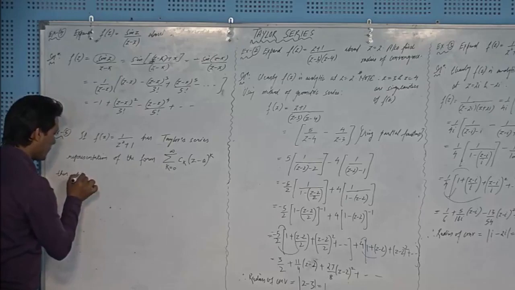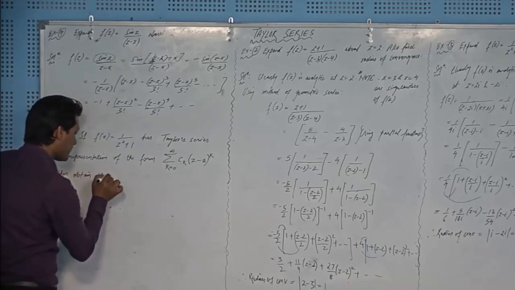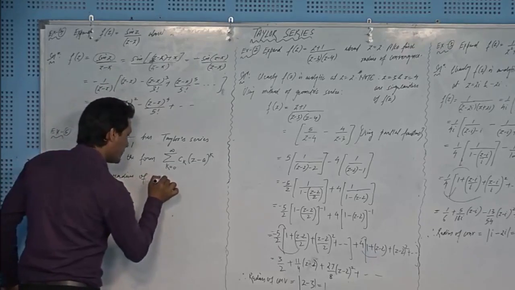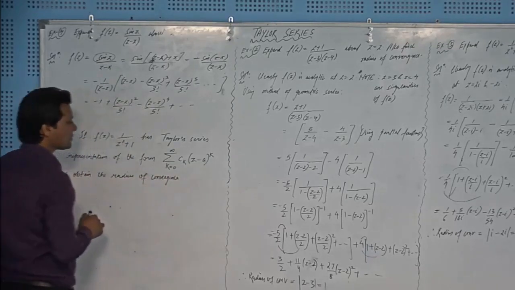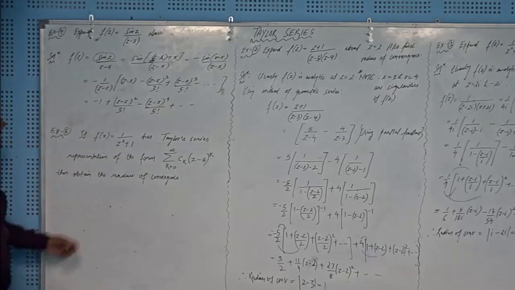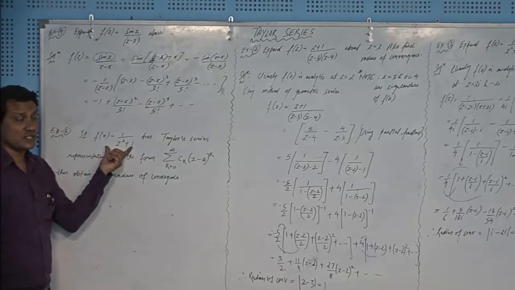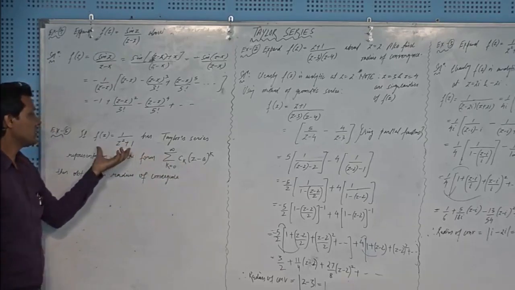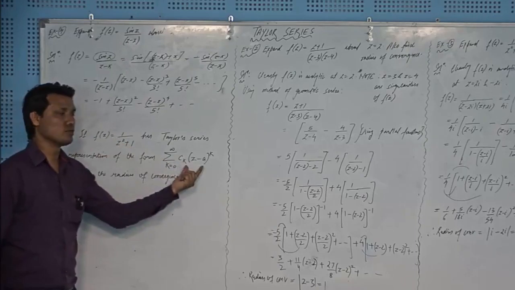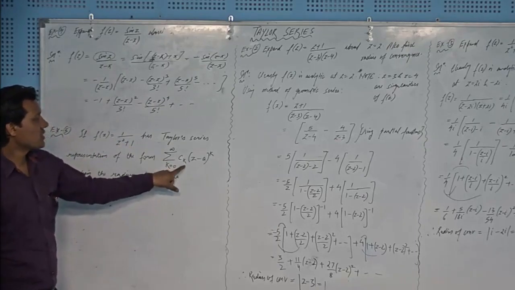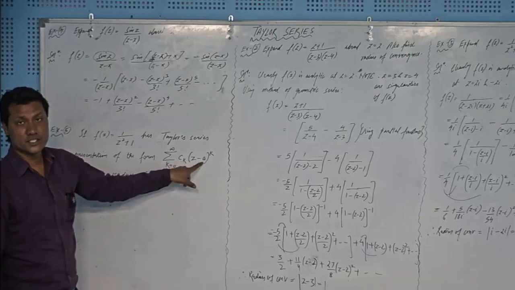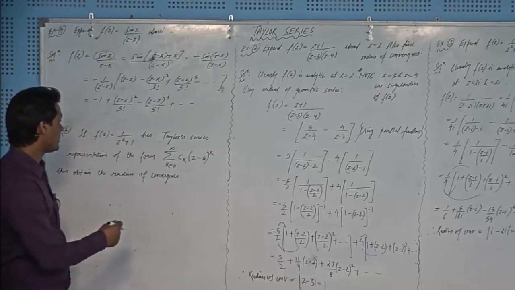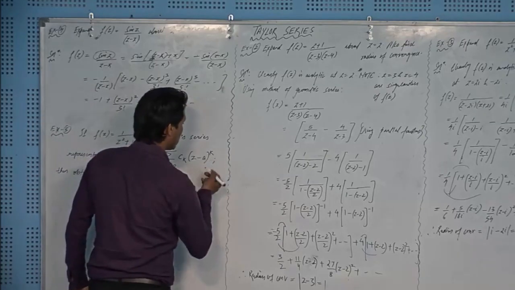Obtain the radius of convergence. You can see that this is the function f(z), and its Taylor series representation is given to you. You need not find the expansion of this f(z) because it is given to you. This time the coefficient is c_k, and the series is centered at z equal to a. And what is this a? a can be any real number. I should write here, a is a real number.